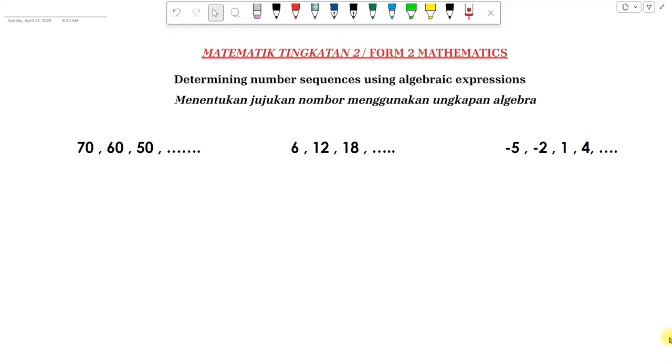So from these three questions, we are going to form an algebraic expression that we can use to determine the terms in this number sequence. Basically, we are using algebraic expressions to explain the pattern, right?